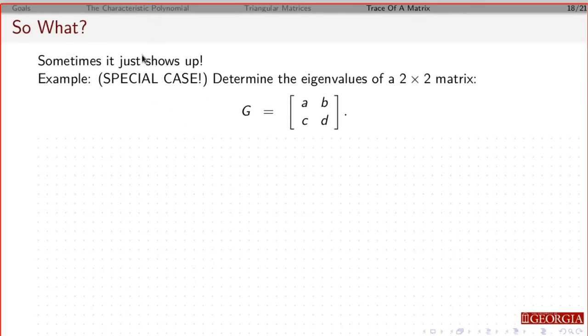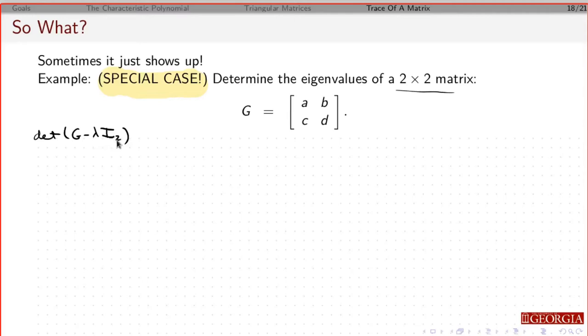So the first question is why do you care? Why would you want to do this? And the rather unsatisfactory answer is that sometimes you do calculations and it pops up. And I'll give you an example of this. One place where it pops up is when, be careful, this is a very special case. This only works for the 2x2 case. But if you have a 2x2 matrix and I want to find the eigenvalues of this thing, first thing I need to do is get the characteristic polynomial. So let's focus on the characteristic polynomial for this thing. Take the determinant of G minus lambda.